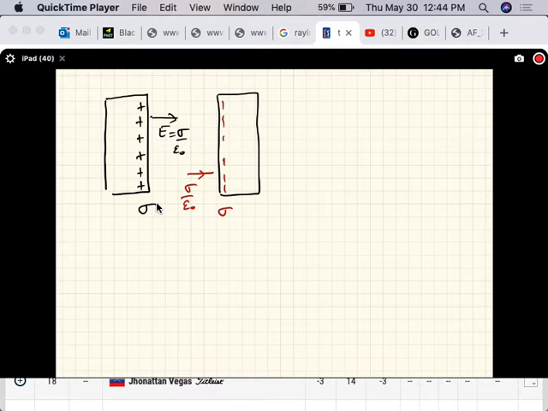So the net electric field between the plates is the electric field due to the positive charges plus the electric field due to the negative charges. And that's equal to 2 sigma by epsilon naught.